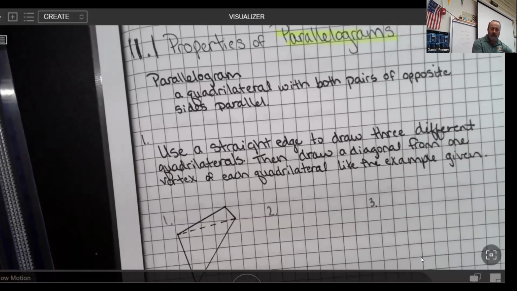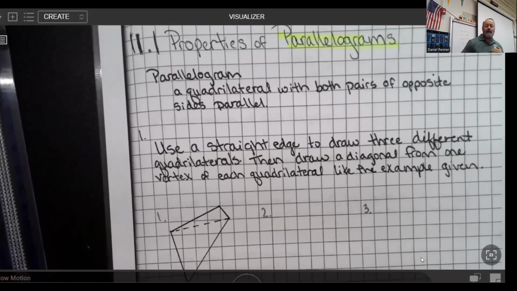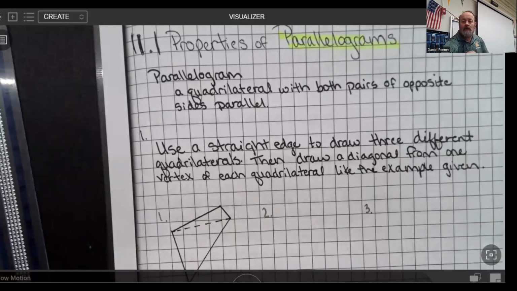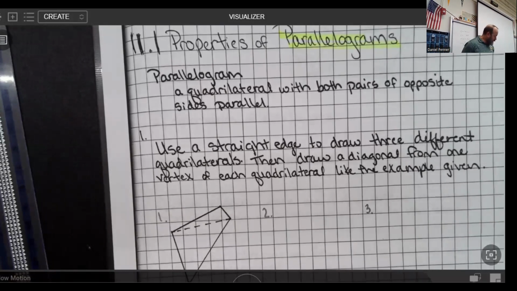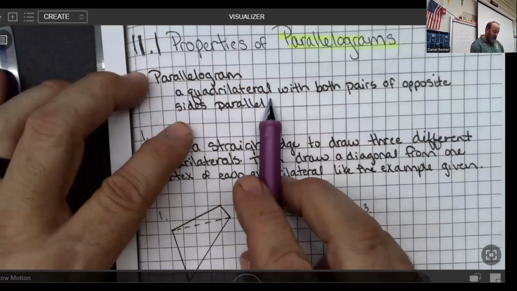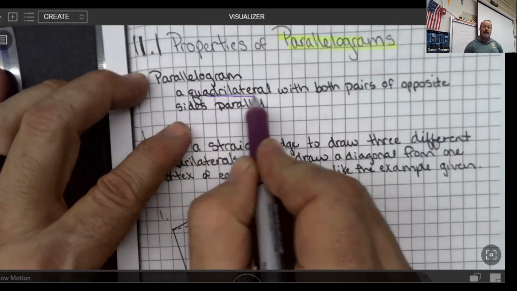Okay, so let's start off with what the properties of a parallelogram happen to be. I'm going to move my little icon up here to the top. So before we do that, let's talk about what a parallelogram is. A parallelogram is a quadrilateral. Now, the first thing that we have to do is break that part down.